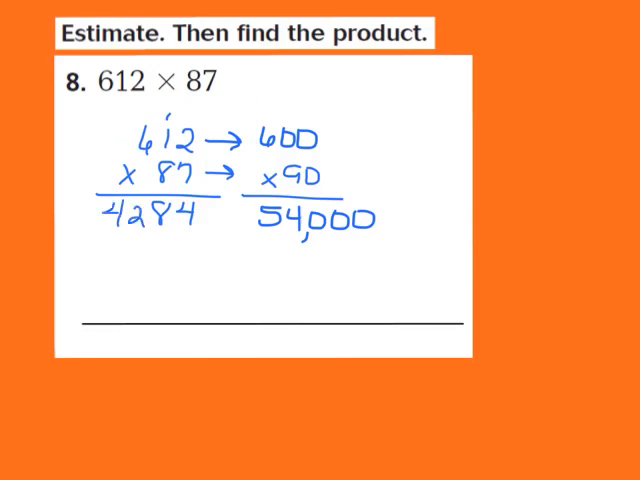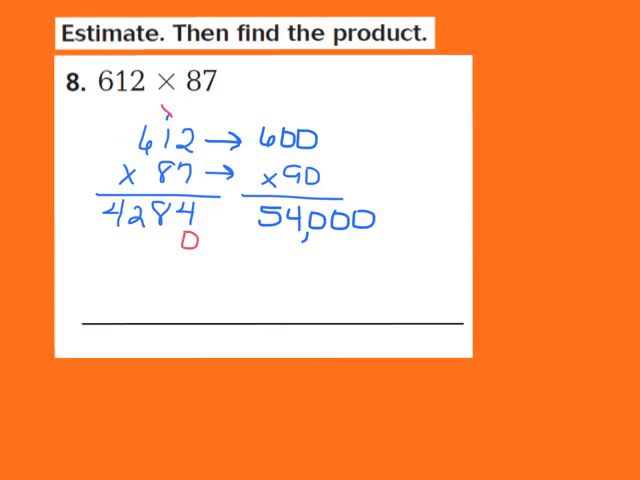Now, we cannot forget our important step. I now have to add my 0 as my placeholder. And once I add my 0 as my placeholder, I can also go back and cancel out the regrouped 1. Now, let's continue on with our next step.